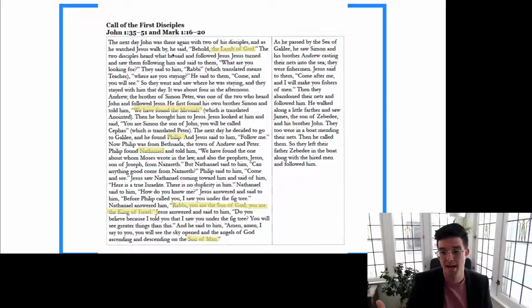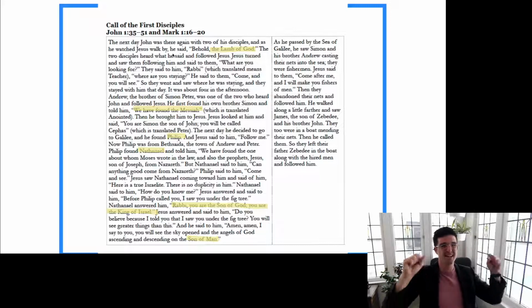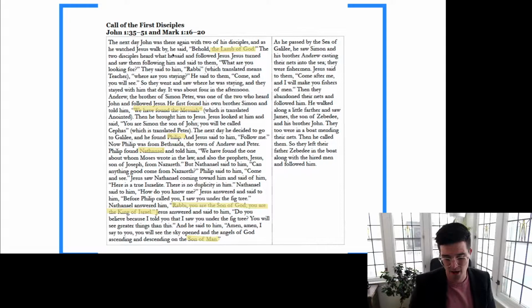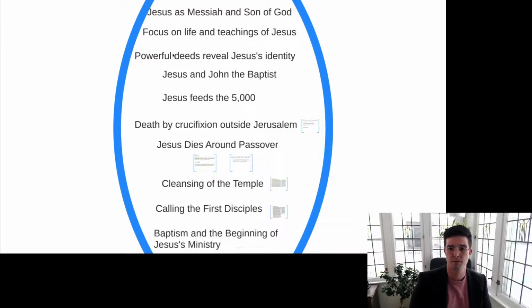They call him the Messiah. They call him Rabbi, Son of God, King of Israel, Son of Man. These titles all get out there in John right from the get-go. There's no question about who Jesus is and the titles that are appended to him in the Gospel of John.